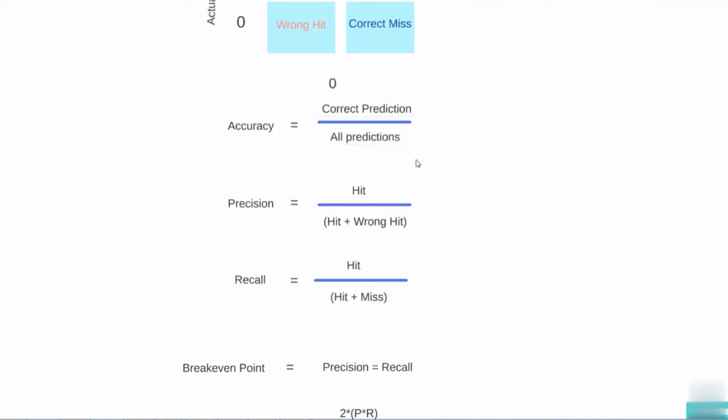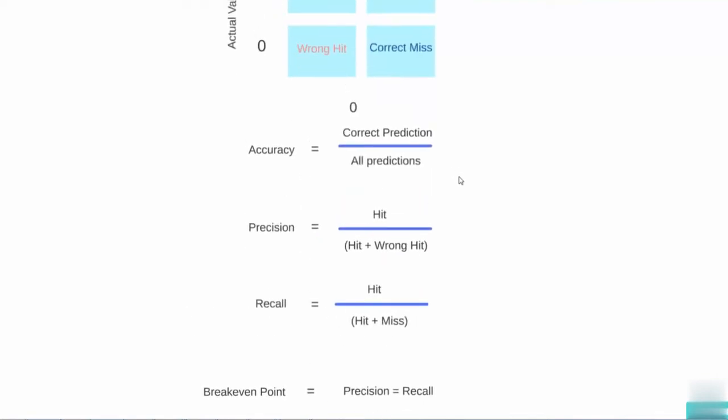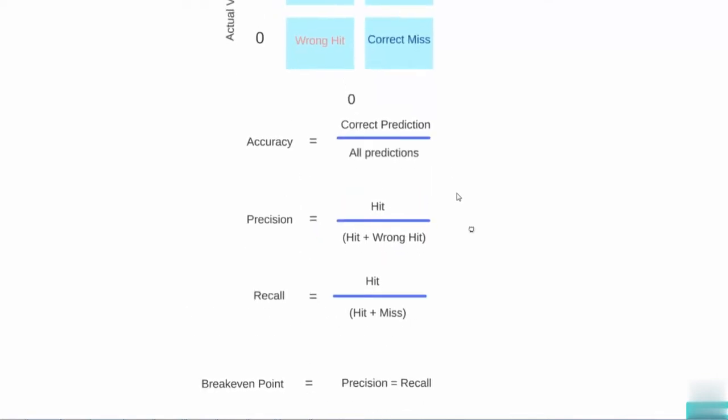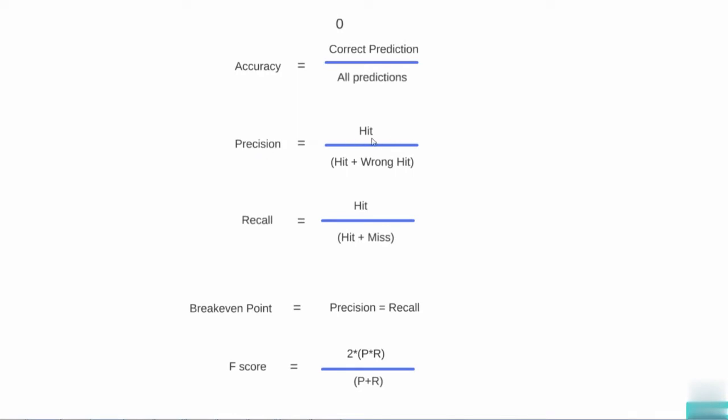So this is not the best parameter to assess all types of different data and distributions of data. So let's look at some more of these parameters. Next is precision. This is basically the hit, which is the correct hit, divided by hit plus the wrong hit. So this measures the capability of the algorithm to guess the answer to be correct, given that the answer is correct. So keep in mind that this precision should be as close as possible to 1.